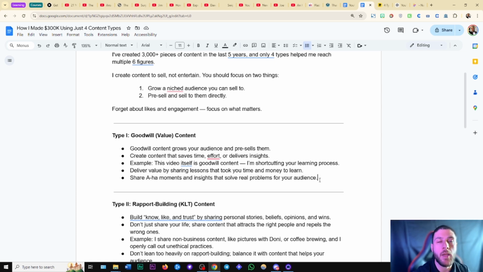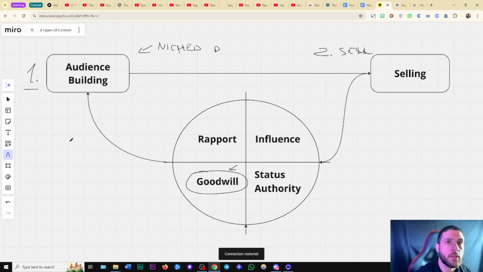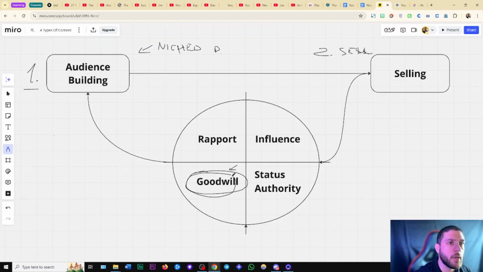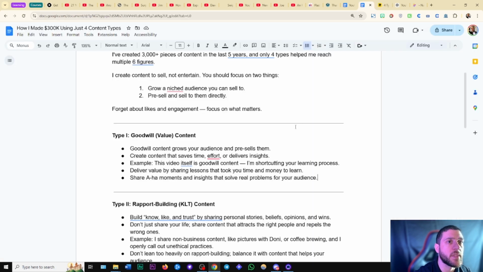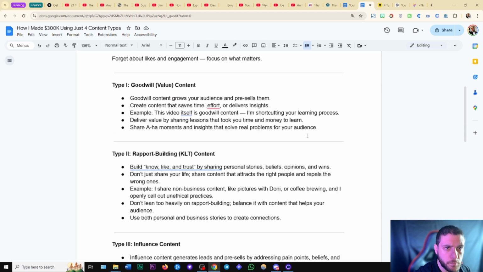That's another way. Anyways, type number 1, Goodwill Content, which is again over here. It helps mostly with building and nurturing the audience. However, again, it also helps with pre-selling them. Now we're coming to the type number 2.